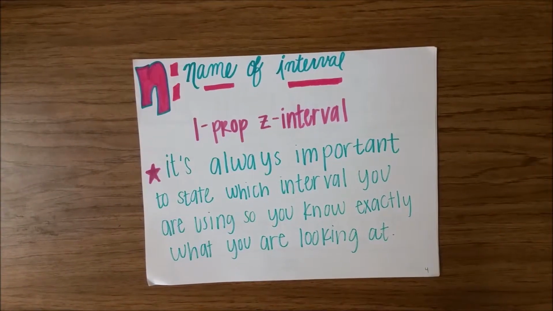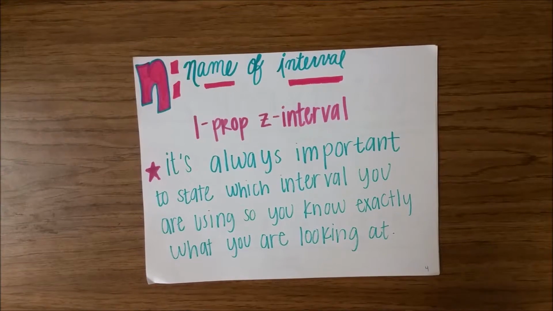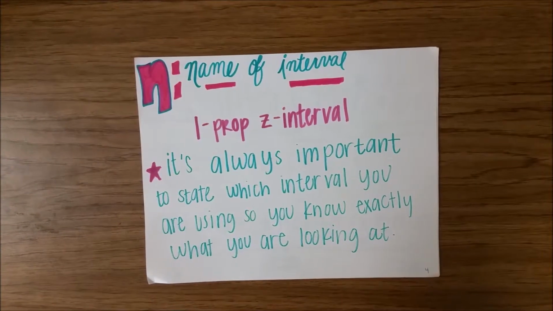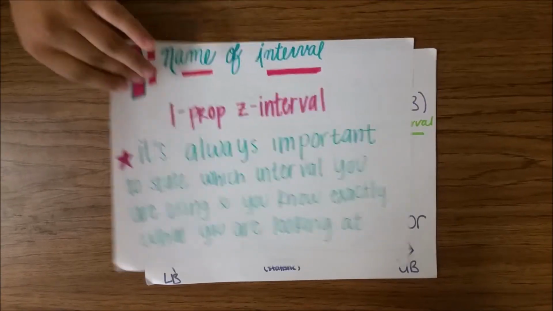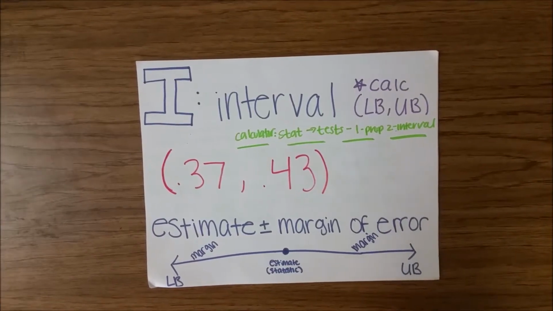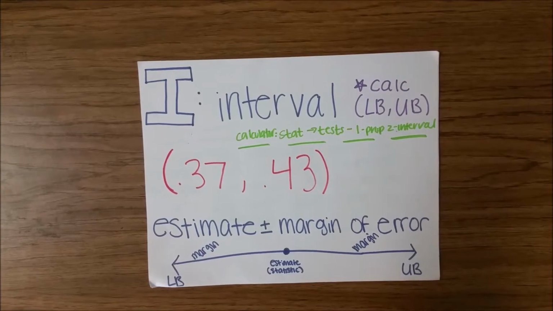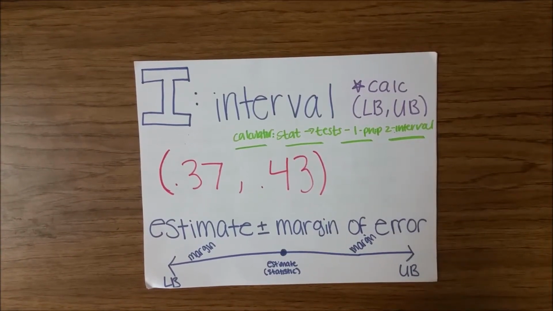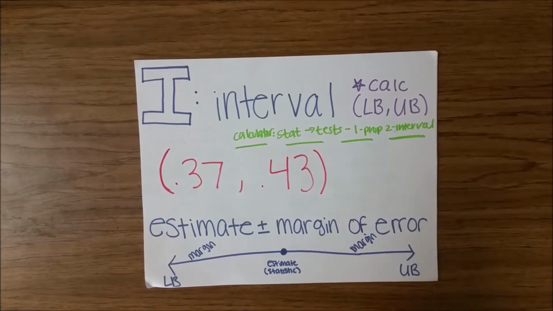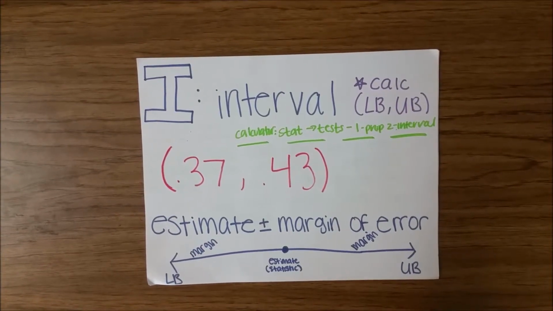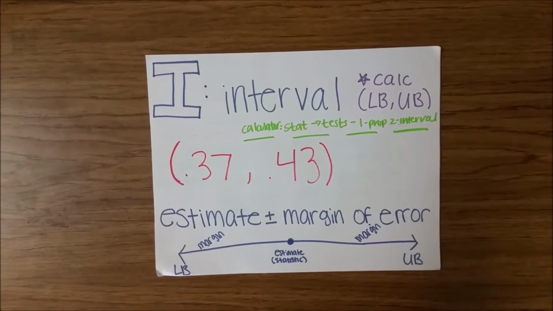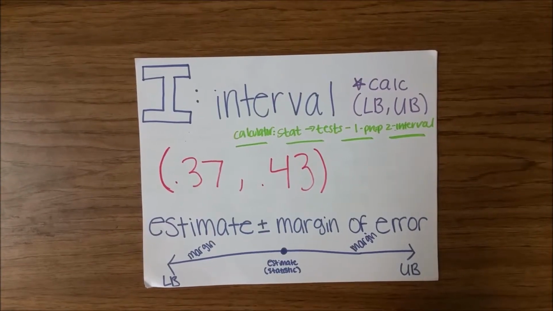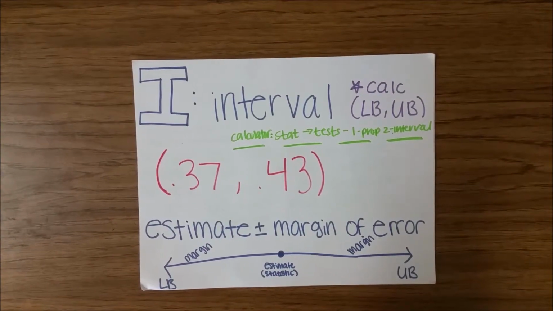Next is the letter N in PANIC, so you will name what interval you're using. In our case, we will say we are using a 1 proportion Z interval. I is the next letter. When using I, you're going to state the upper bound and lower bound of your 1 proportion Z interval. You'll go to your calculator and click Stat, Test, and choose the 1 proportion Z interval. You'll plug in your data to calculate your interval, which is your upper and lower bound. In our example, it's 0.37 and 0.43.